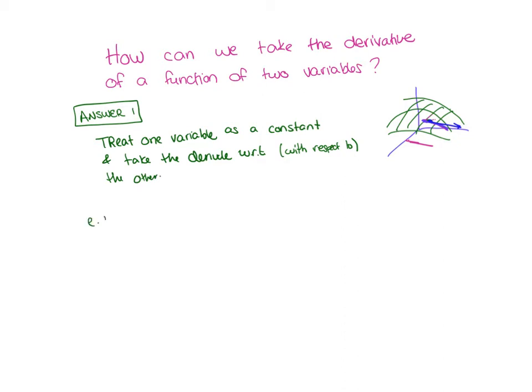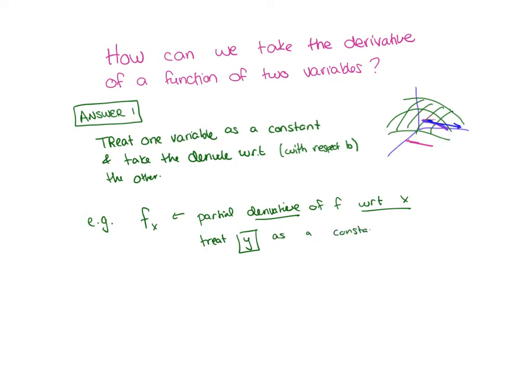Okay, so what's this going to look like? If I have f sub x, that means the partial derivative of f with respect to x. So because I'm taking the derivative with respect to x, that means I'm going to treat y, the other variable, as a constant. Okay, so what does that mean? Let's say I have f of x, y equals 2xy plus 3x squared plus y.